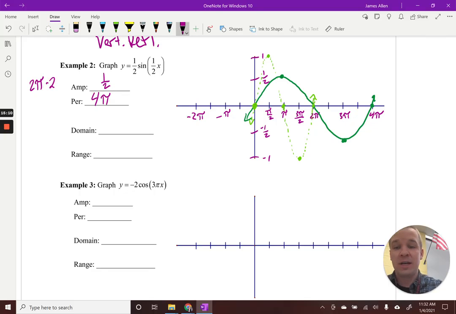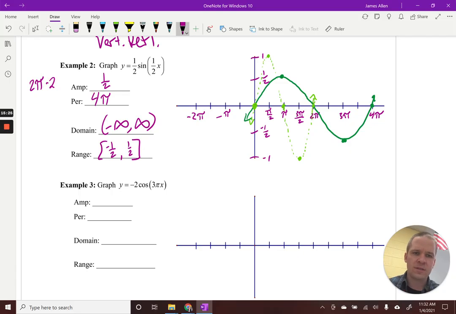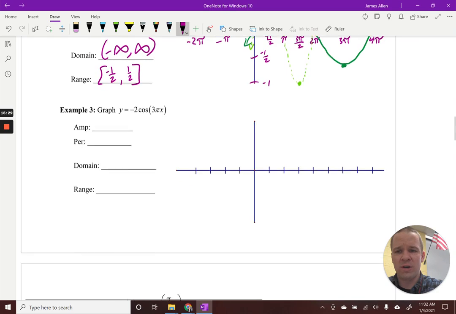All right, so now let's do our domain and range. Our domain of that solid green, it goes on forever and ever, is going to be negative infinity to infinity. And then our range, it only goes up to 1/2 and down to negative 1/2. So we are at negative 1/2 to positive 1/2. There we go. That's good stuff. All right, let's pop down to the next one here.